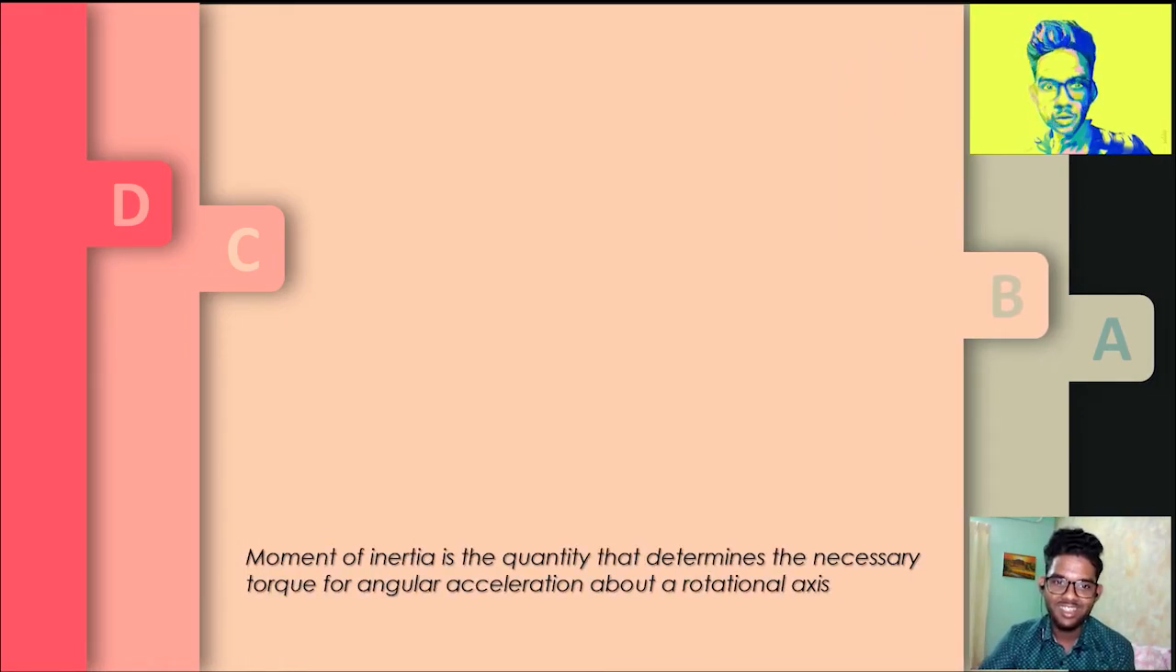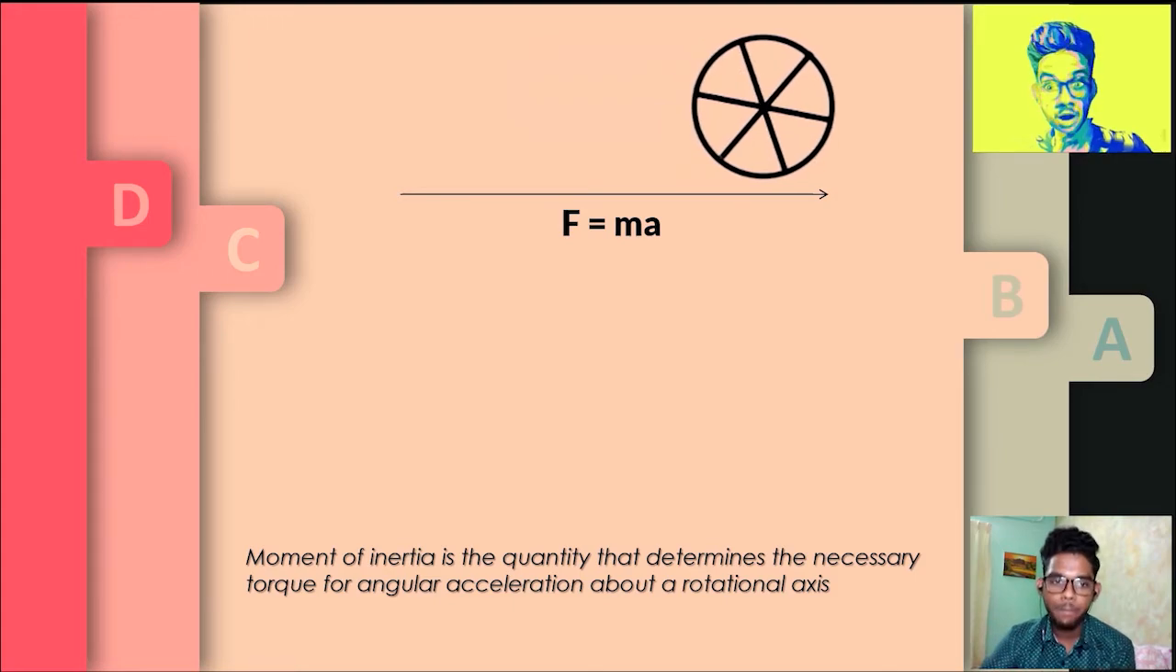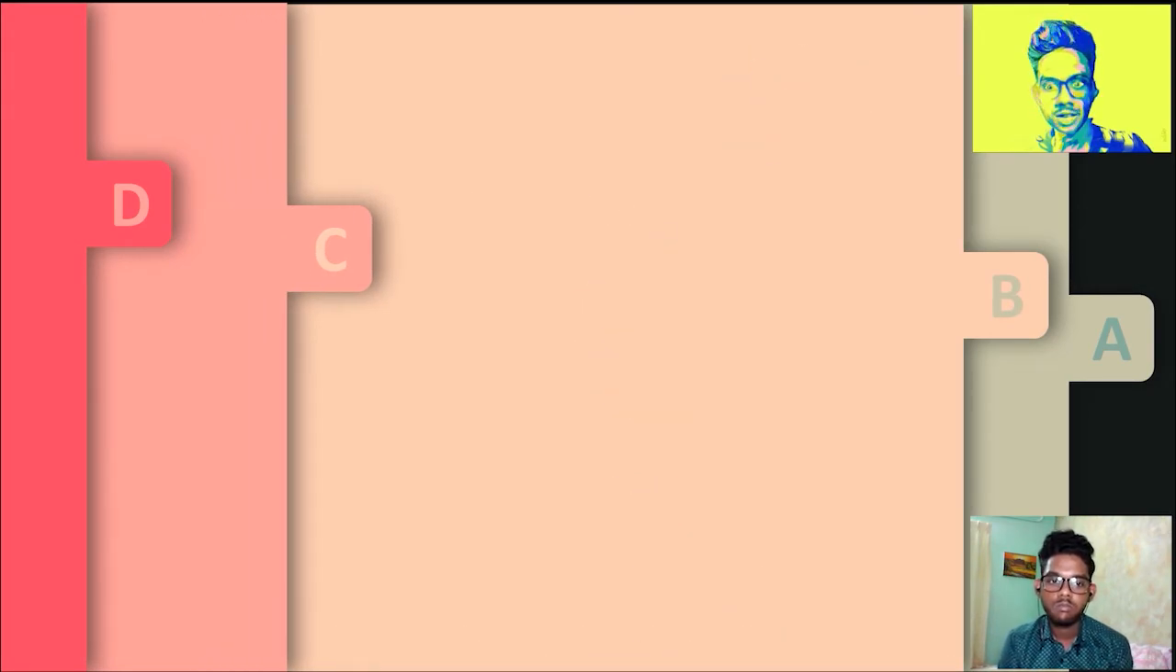Sorry, my bad. The moment of inertia is actually the quantity that determines the torque needed for the desired angular acceleration about a rotational axis. Could you simplify that a little? Okay. Do you know Newton's second law of motion? Yeah, F equals ma. That is used for linear motion, meaning the force and acceleration will be in a straight line. Comparatively, this involves rotation, where mass determines the force needed for a desired acceleration. The moment of inertia determines the torque, which is the rotational force needed for a desired angular acceleration.